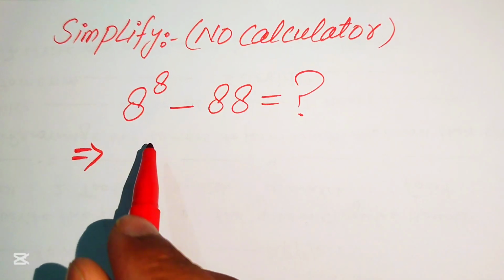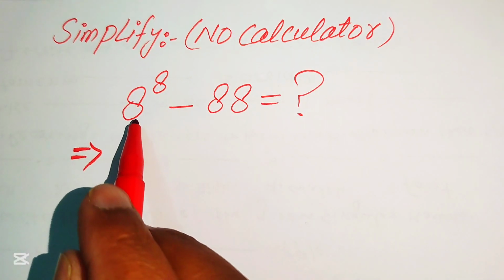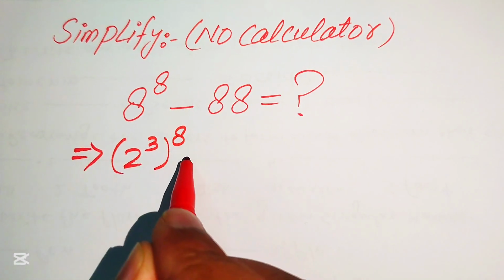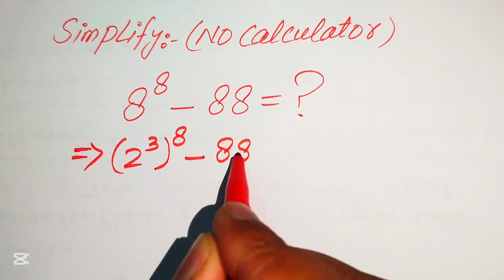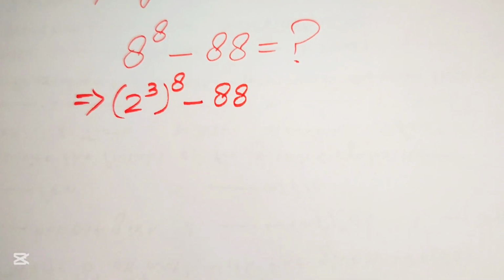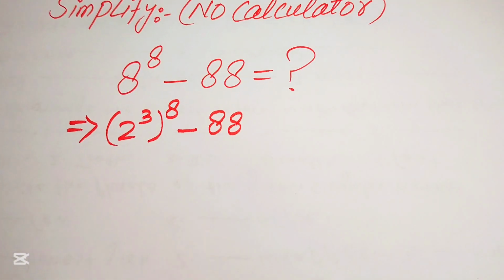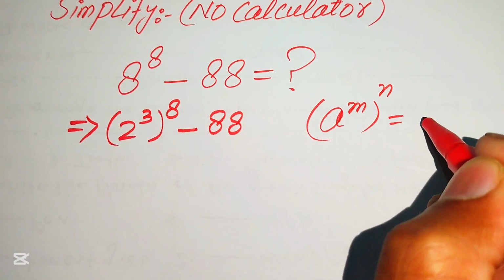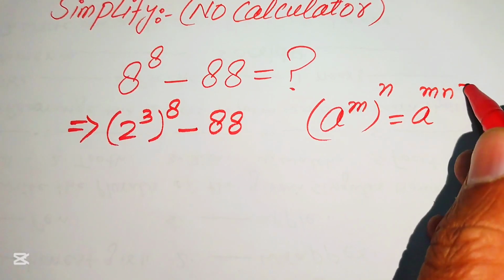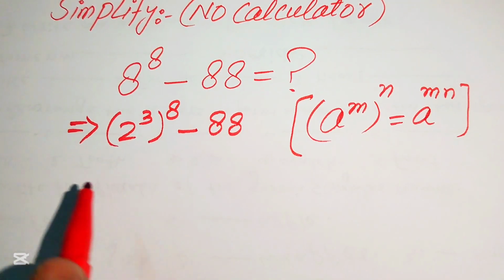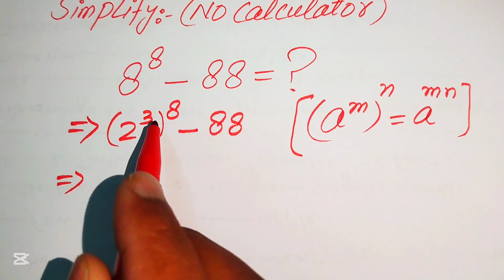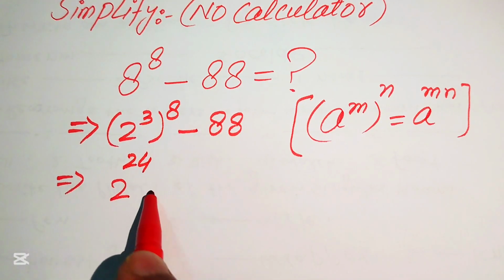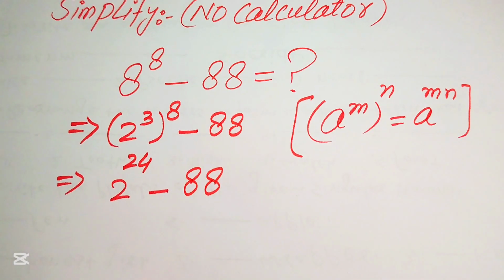Okay, so first we rewrite this expression. The base is 8, and we write 8 as 2 cubed, and its whole exponent is 8, minus 88. Further, we need to use the exponent law. We know that a to the power of m to the power of n equals a to the power of m multiplied by n. So according to this exponent law, we multiply these two exponents and it will be written as 2 to the power of 3 times 8, which is 24, minus 88.